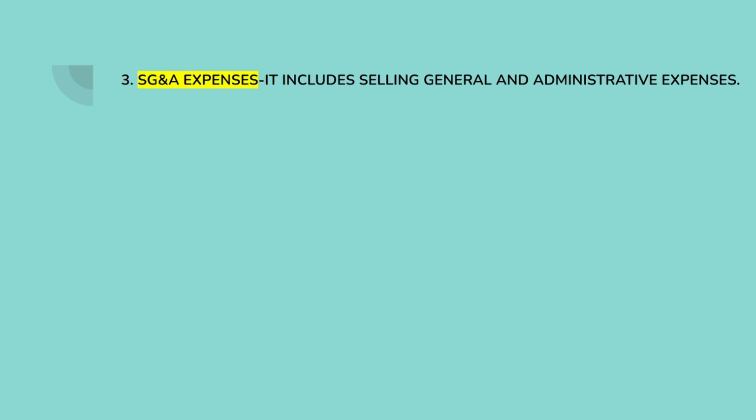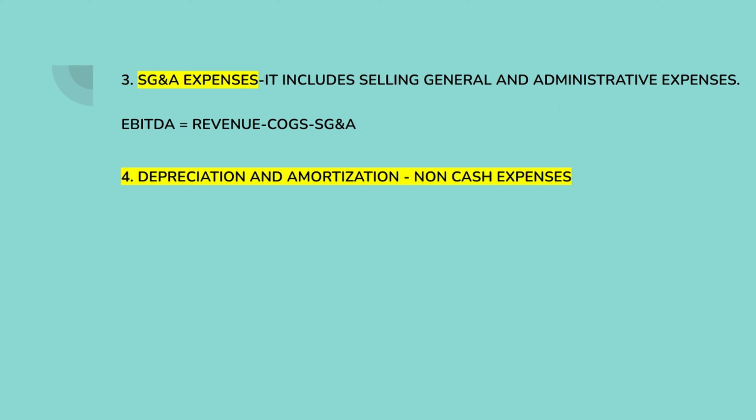Now the third line item, that is SG&A expense. It is important we understand the SG&A expense and how it is different from the COGS. So SG&A expense is basically all the non-production expenses. For example, the non-production expenses will include rent, advertisement, marketing, traveling, salaries, bonus, etc.